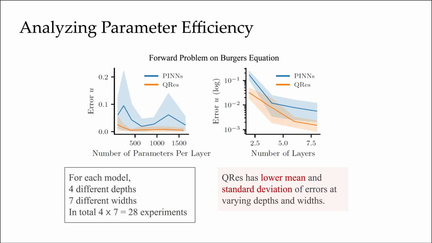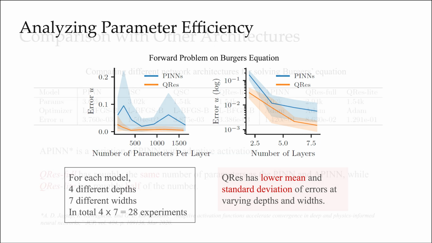To further support the theoretical results of the parameter efficiency of the QRES, we evaluated the PINs and QRES with 4 different depths and 7 different widths. In other words, in total 28 experiments for each model. The figures show that the QRES has lower mean and standard deviation of the errors at varying depth and width.